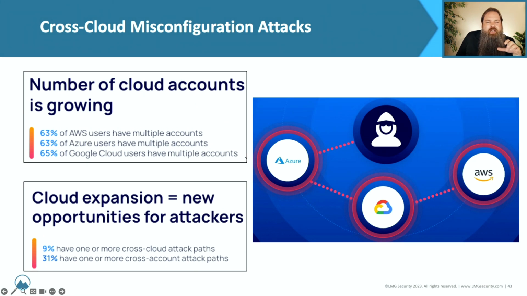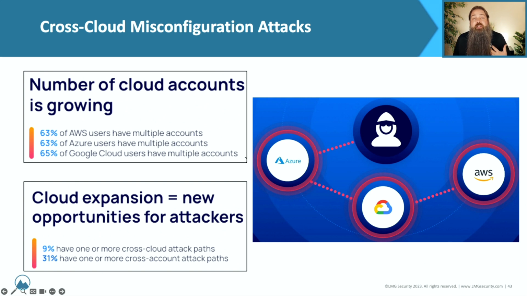What we're really looking at here is how our continued reliance on the cloud, especially multi-cloud environments where we're using Azure and Google and AWS all together, impacts our ability to secure those environments. When we look at cloud accounts specifically, 63% of AWS users, 63% of Azure users, and 65% of Google Cloud users all have multiple accounts that they use.